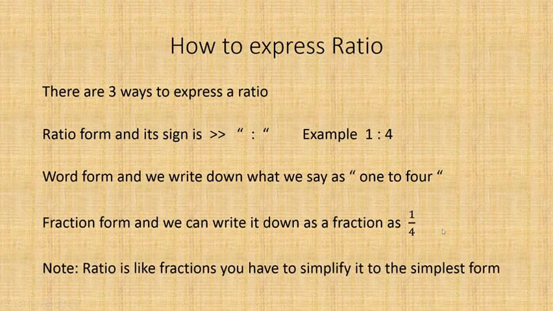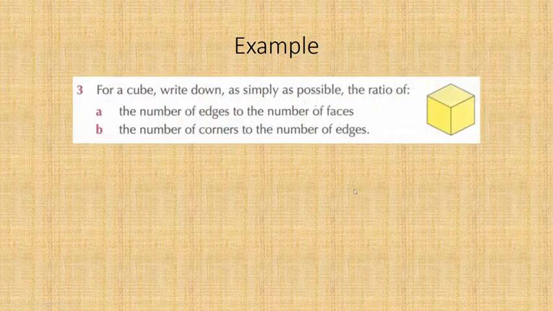Okay, but there is a note. Ratio is like fractions. You have to simplify it to the simplest form. So simplifying fractions and simplifying ratios are the same thing. Okay, so let's have an example to understand it more. For a cube, write down as simply as possible, number A, the ratio of the number of edges to the number of faces. Number B, the number of corners to the number of edges.